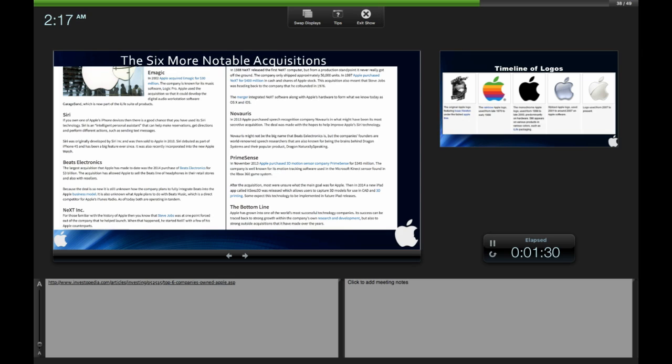Imagic, which is to make iLife, the iLife suite of products, better. They can also say Novauris, to help improve Apple's Siri technology. PrimeSense, which was a 3D motion sensor company used for Xbox 360 game systems, and they basically used it to capture. I don't know. She can read this part. This part tells how they used it or how they were trying to use it. And then the bottom line, if she wants to include this.